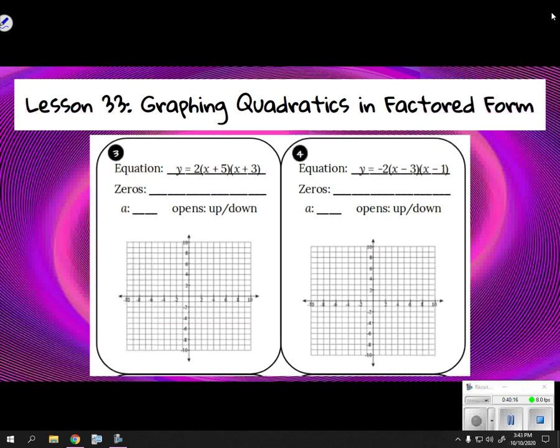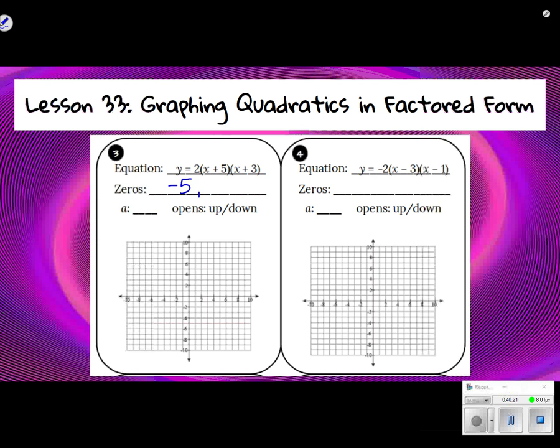Alright, so let's find the zeros in this one. It looks like we have x values of -5 and -3. So here's -5, here's -3, and that means I'm going to probably have my vertex at -4 in between those two. Alright, my a value, what's in front of my parentheses? 2. It's positive, so it opens up. And because that 2 is there, we're going to talk about this more later this week, it's stretched. So it's going to look taller and skinnier than the past 2 functions that we've graphed.